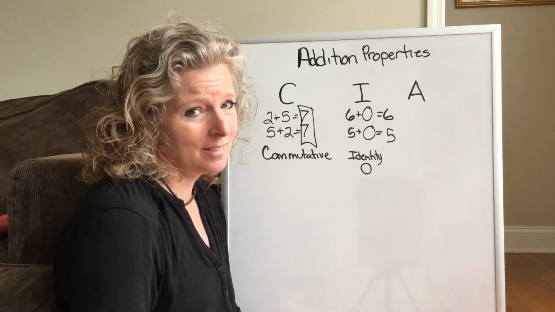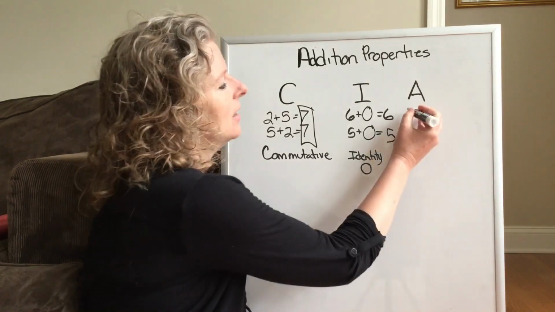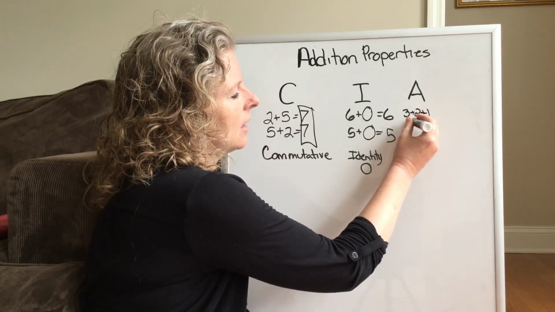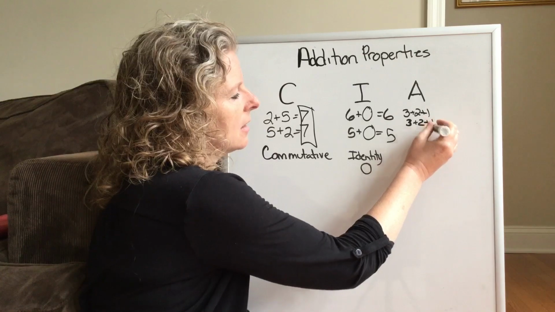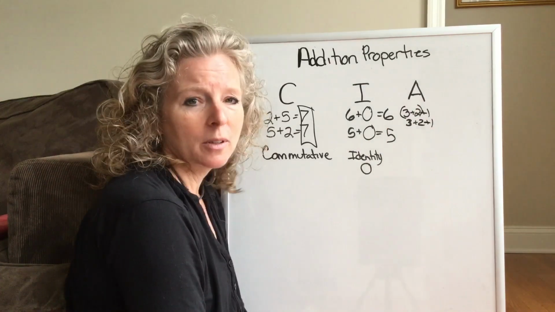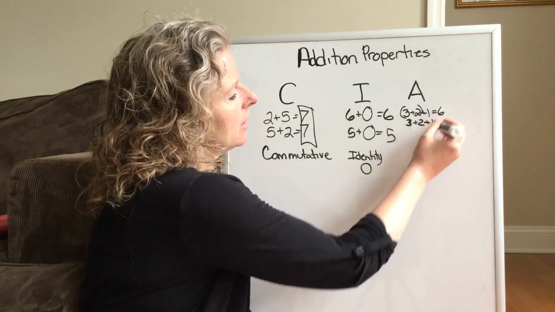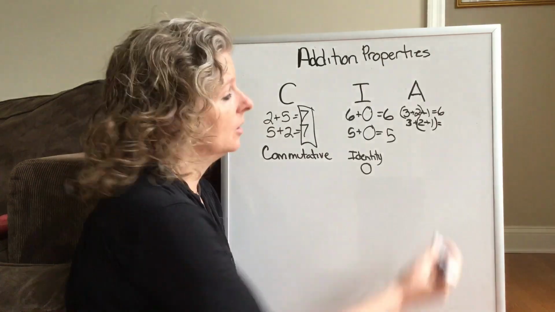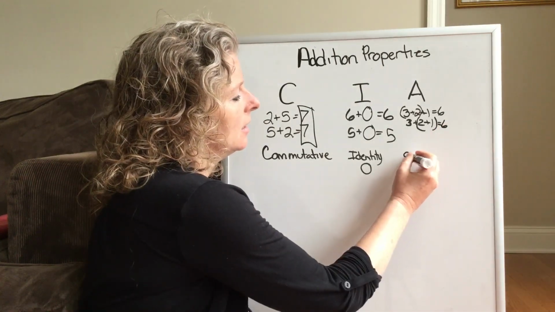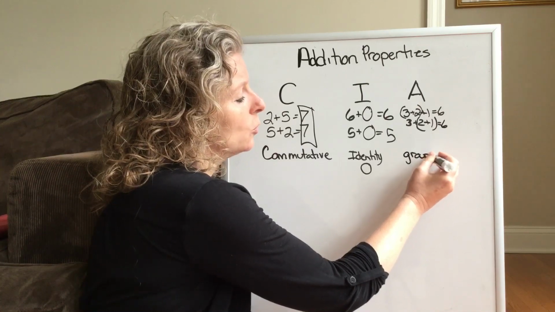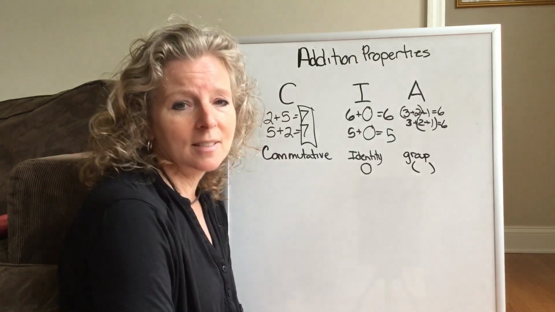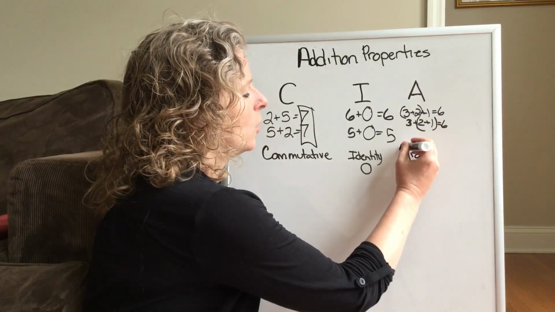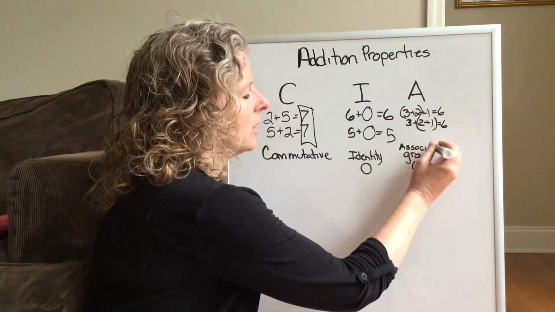And the last one, it is the order that you add things. How you group them doesn't matter. 3 plus 2, 5, plus 1 more, 6. This time we're going to group 2 and 1. 2 plus 1, 3, plus 3 more, 6. It is grouping. How you group with parentheses does not change the sum. That's what the associative property is.